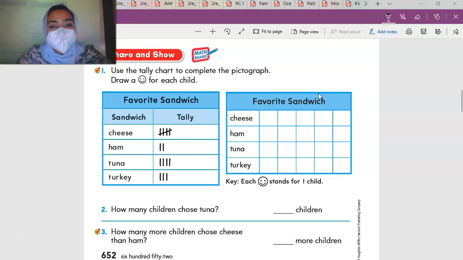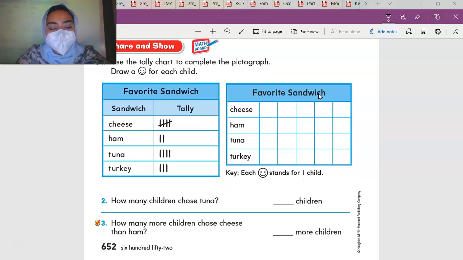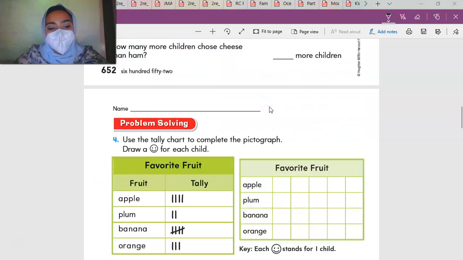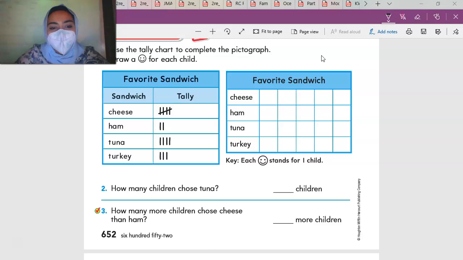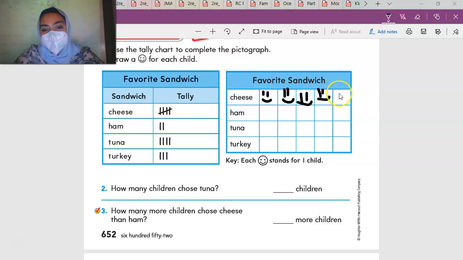All right, use the tally chart to complete the pictograph. Draw a smiley face for each child. So you're going to put the information in this tally chart into this pictograph. And then you're going to answer question 2 and 3 that are based on this graph. We're going to do some of this together, and then I'm going to let you finish the rest on your own. Cheese, how many tallies do I have for cheese? That's 5. So I'm going to draw how many smiley faces for cheese? 5. 1, 2, 3, 4, 5.